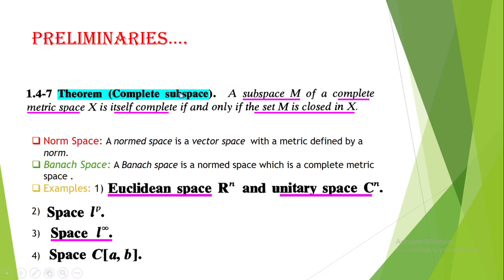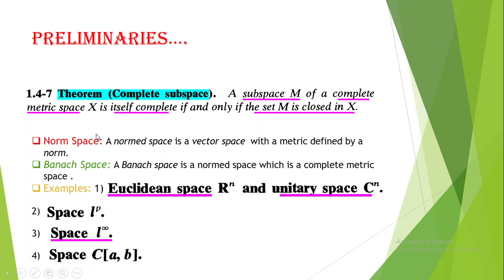Now, another important theorem, on complete subspaces. A subspace M of a complete metric space X is itself complete if and only if the set M is closed in X. So this is one of the important properties of closed sets: a subspace is complete whenever M is closed in X.